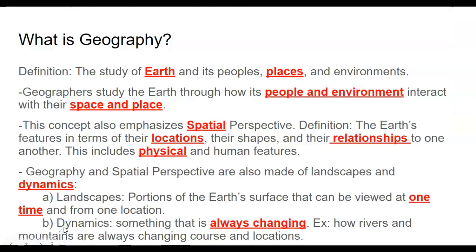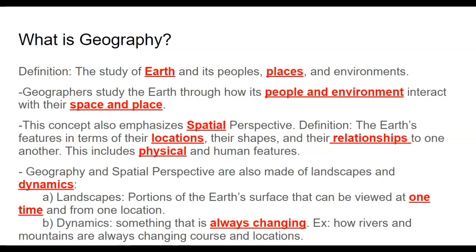First off, we ask, what is geography? Your definition for geography is a study of Earth and its peoples, places, and environments. Geographers study the Earth through how its people and environment interact with their space and surrounding places. This concept also emphasizes the idea of spatial perspective, which means the Earth's features in terms of their locations, their shapes, and their relationships to one another. It also includes physical and human features.